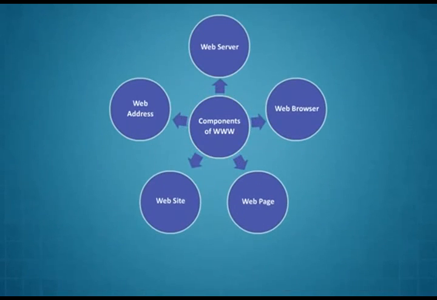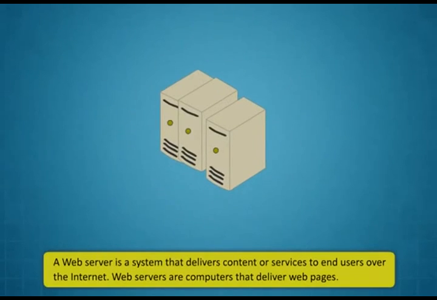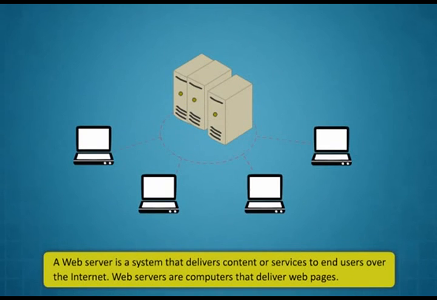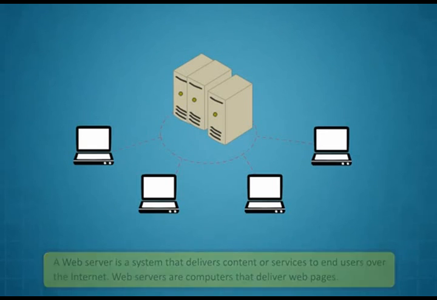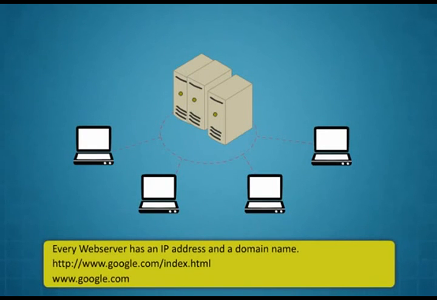The components of the World Wide Web are web server, web browser, web page, website, web address. A web server is a system that delivers content or services to end users over the internet. Web servers are computers that deliver web pages. Every web server has an IP address and a domain name.